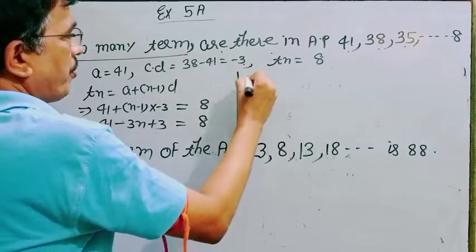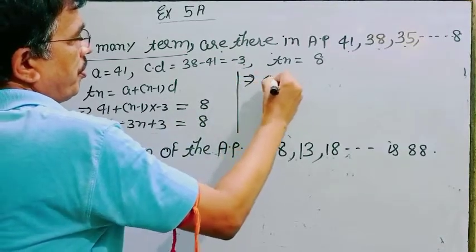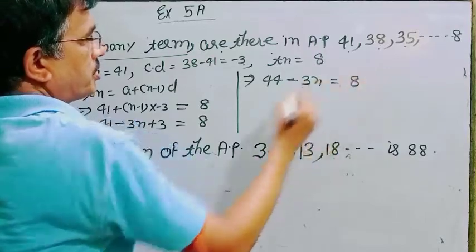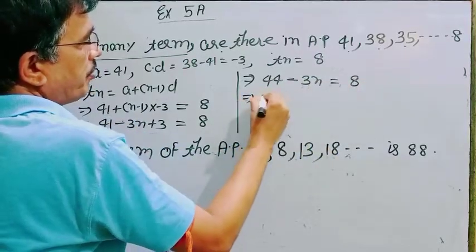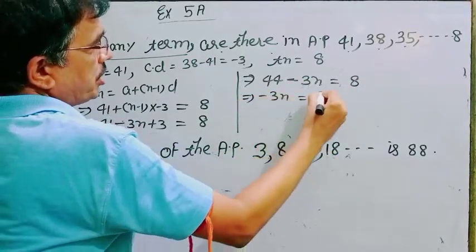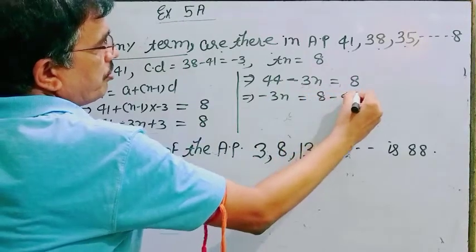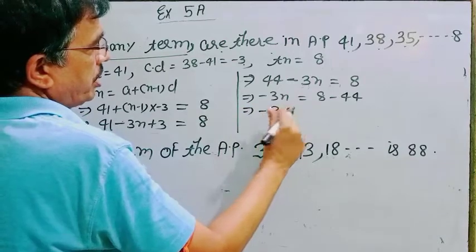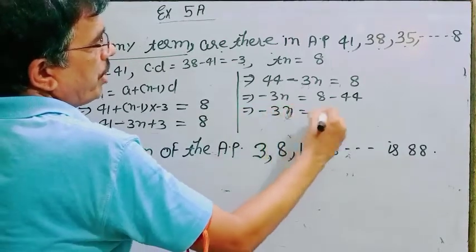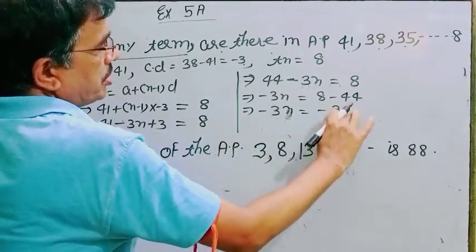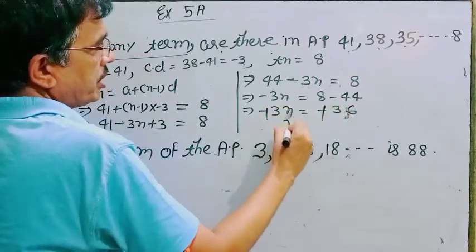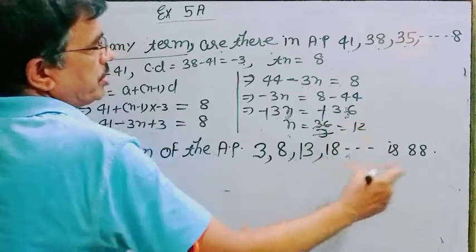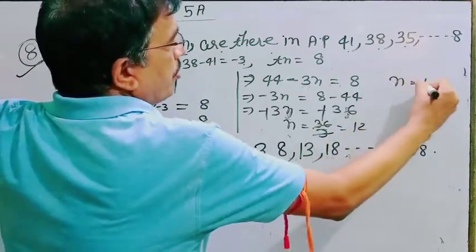So here is 41 minus 3n plus 3 is equal to 8. Then 44 minus 3n is equal to 8. Then write minus 3n is equal to 8 minus 44. Then minus 3n is equal to minus 36. So the minus cancels, that is n is equal to 36 by 3, that is 12. So the number of terms is equal to 12.